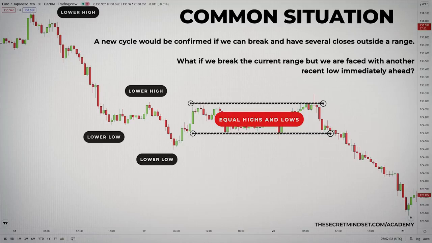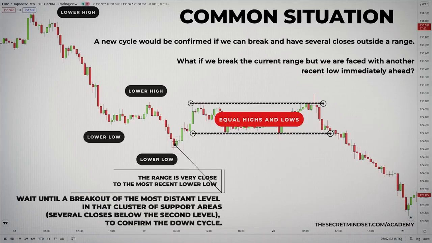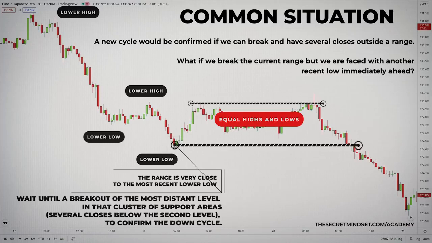However, what if we break the current range, but we are faced with another recent low immediately ahead? If the distance is relatively narrow, a safer approach is to wait until a breakout of the most distant level in that cluster of support areas, which would be several closes below the second level, to confirm the down cycle. Essentially, when this situation occurs, what you probably want to do is to expand the size of the range and wait for a breakout outside.